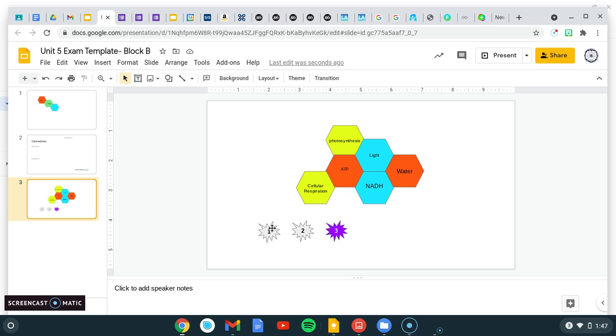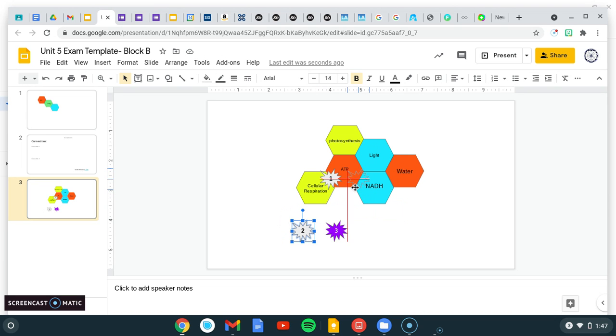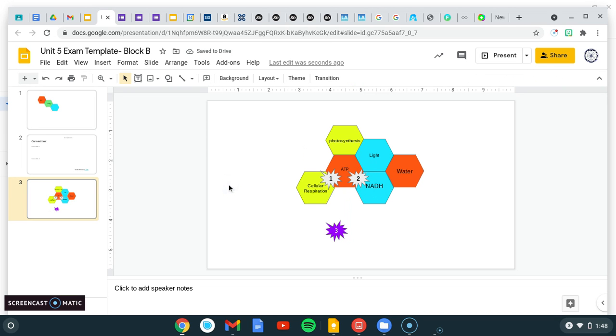So with these bursts, you are going to get to click and drag them to the 2 connections you feel most confident that you would be able to explain. So let's say I feel really confident in being able to explain how cellular respiration and ATP work together. I'm going to drag my 1 burst there. And I also feel really good about being able to explain how ATP and NADH work together. Great. All right.